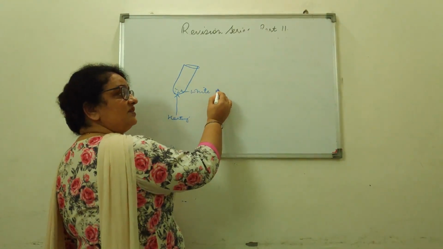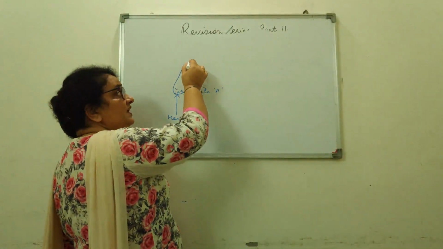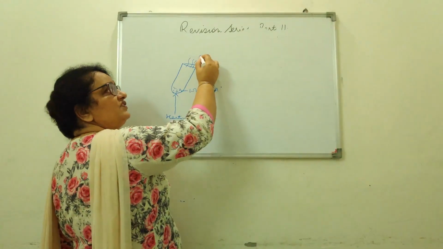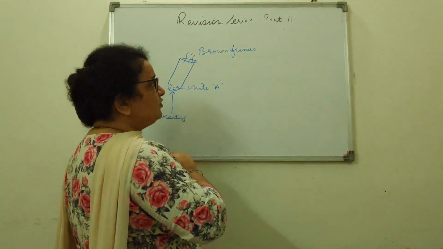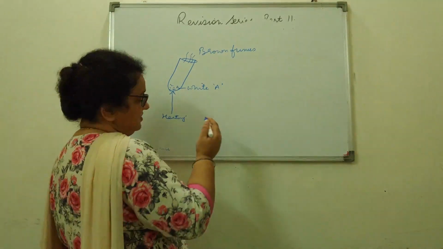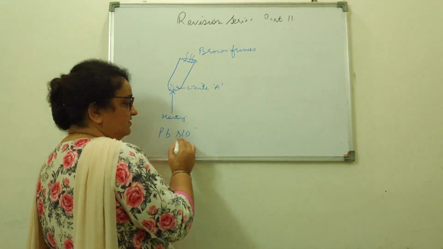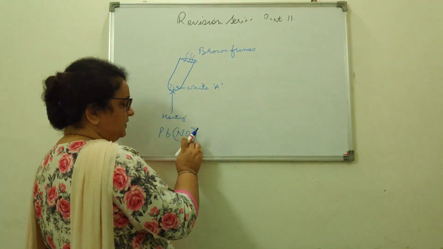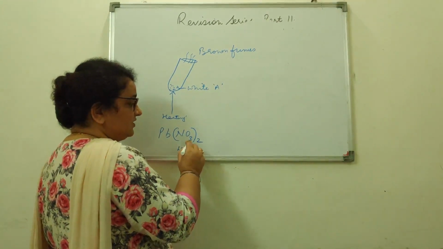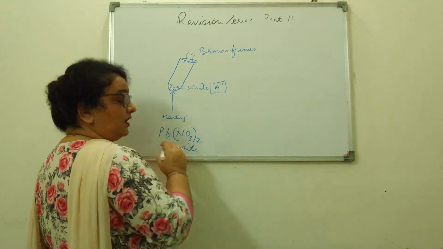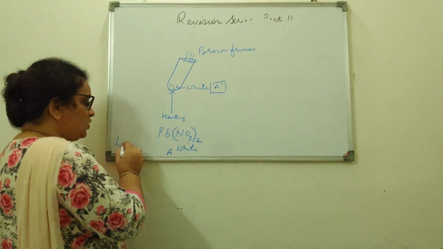The salt is white in color, named A. After heating the salt, we get a gas which has brown fumes. So brown fumes, which salt did we see? If you remember, it was lead nitrate. It is lead nitrate, right? Pb(NO3)2, and this color is white. So the answer to this part, salt A, is lead nitrate. You have to write the name also. I'll write it for you.